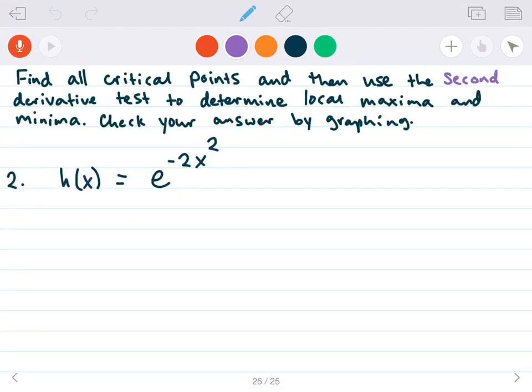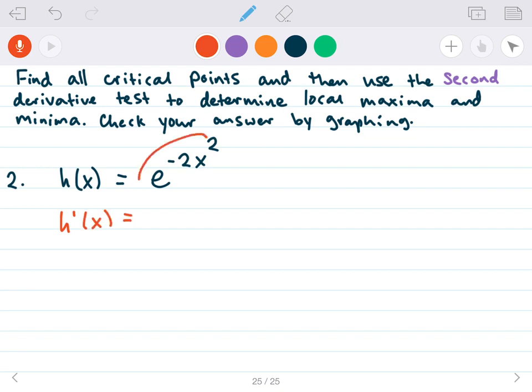Let's do one more by using the second derivative test, and we'll check our answer with Desmos after. So this is going to be the last one. I know this was quite a saga, but here we go. So first thing, we need the critical points. So we have to take the first derivative.